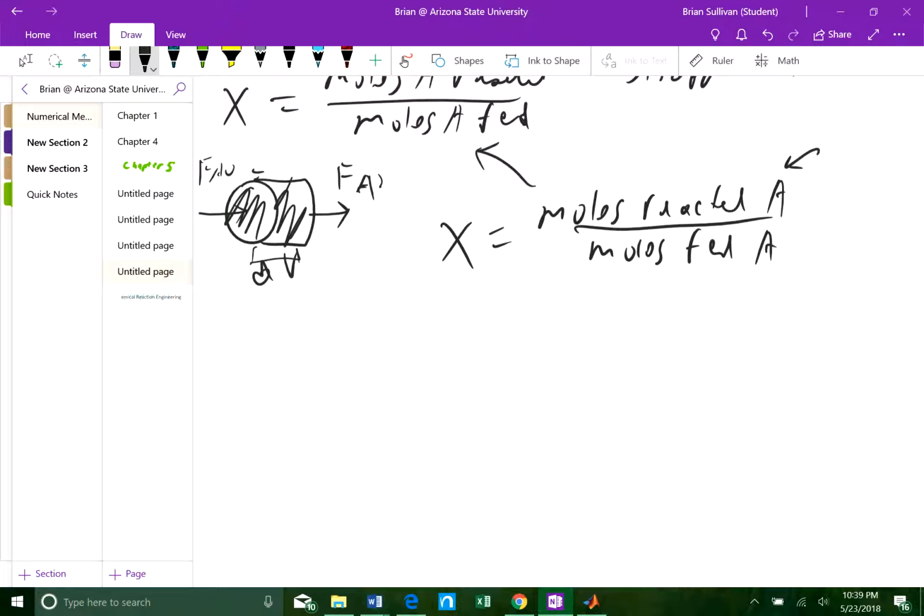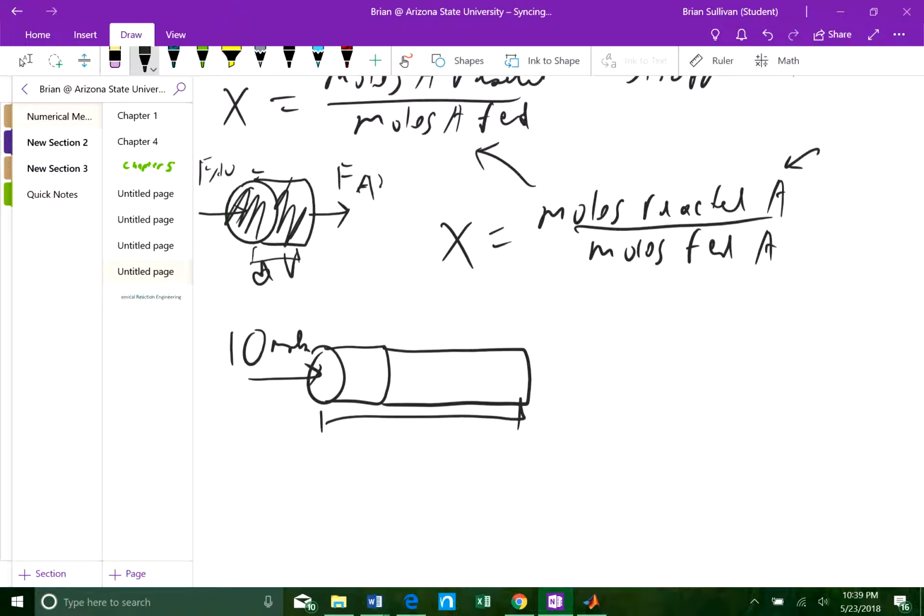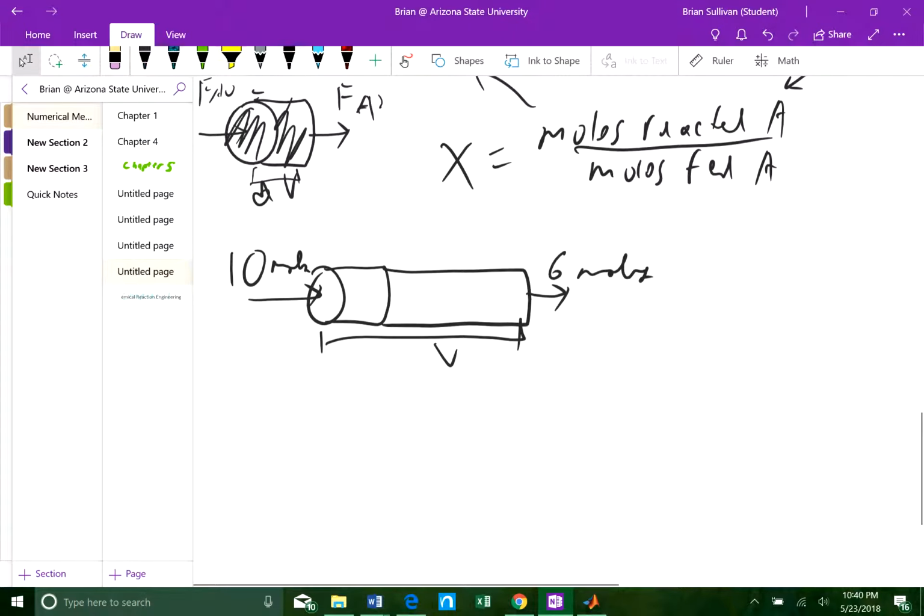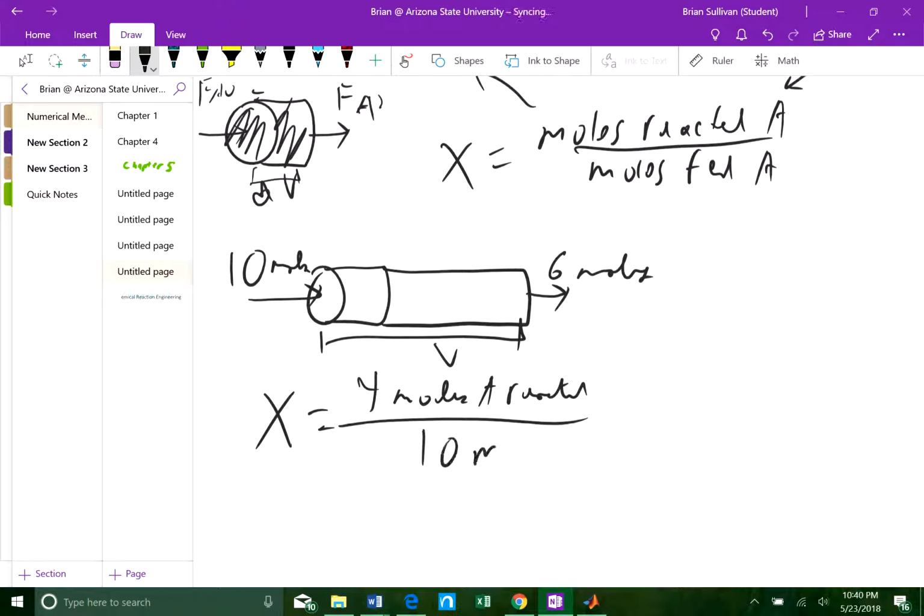Let me draw that plug again. If I had, let's say, 10 moles come in, sorry, I won't call this dV. Let's say we went a little farther than just the dV, a certain volume, V, right? And what's coming out of that elongated plug would be 6 moles. So what was the conversion? Well, 4 moles reacted. We went from 10 moles of A to 6 moles of A, so you have 4 moles of A that reacted. Then over here, you have 10 moles fed.